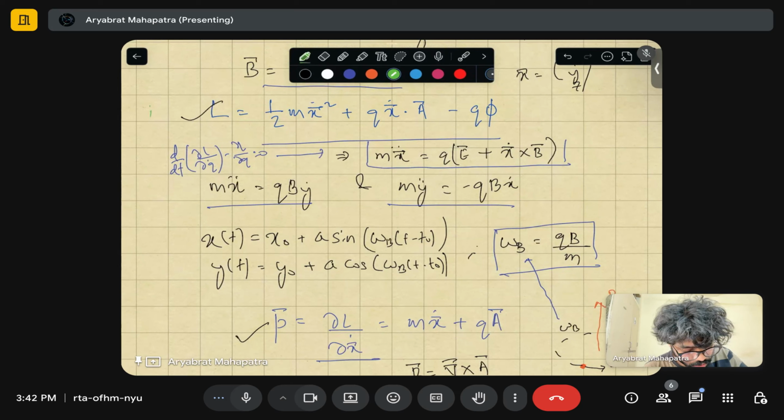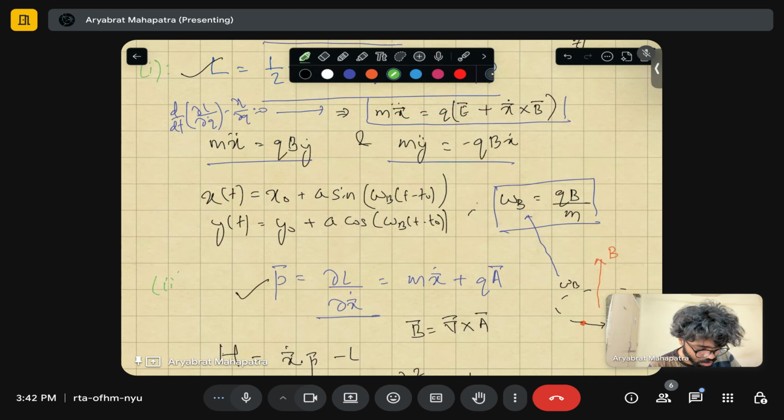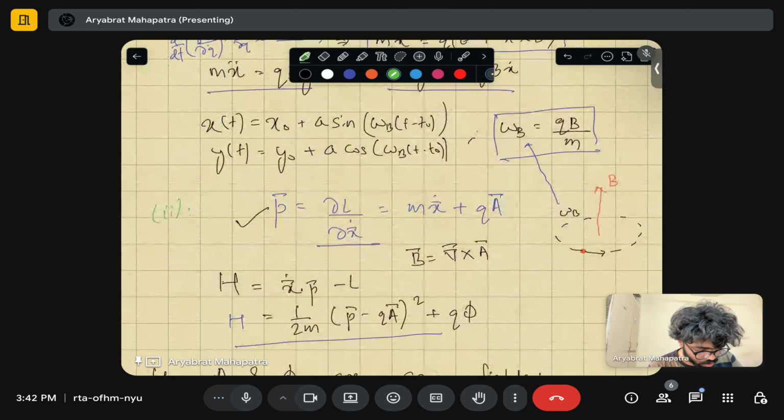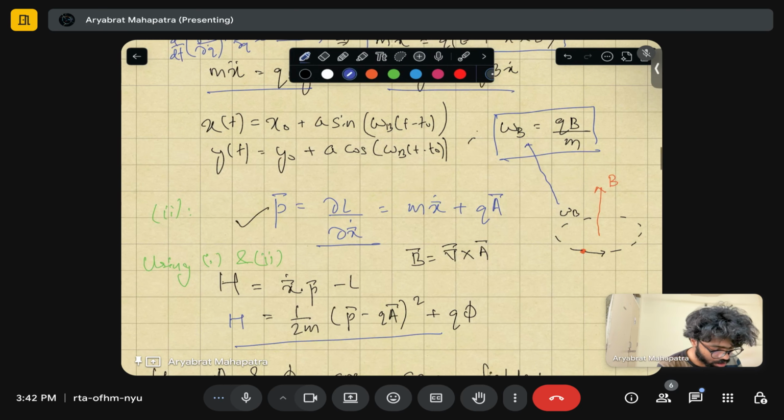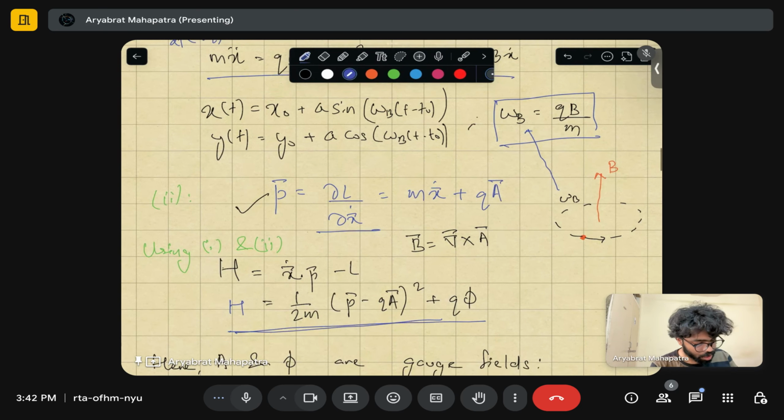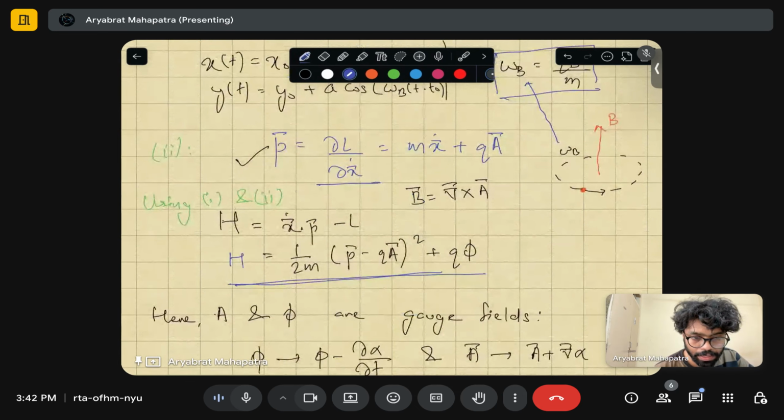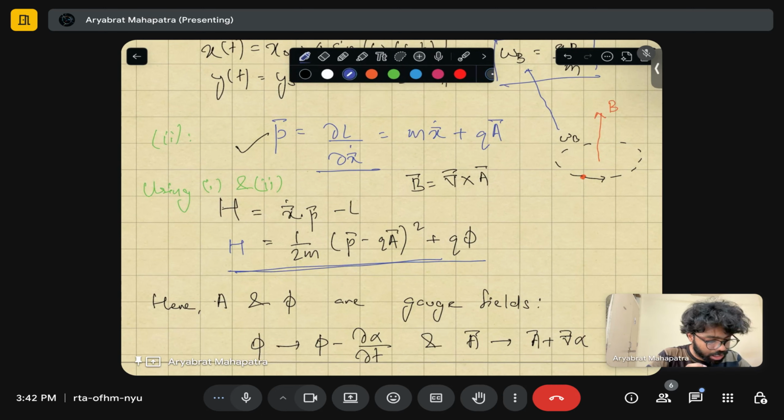This is equation one, and this is equation two. So now, using one and two, you can write your Hamiltonian to be this. That is what you know classically, how you find a Hamiltonian system, how you can get a Hamiltonian for a charged particle in some constant external magnetic field.